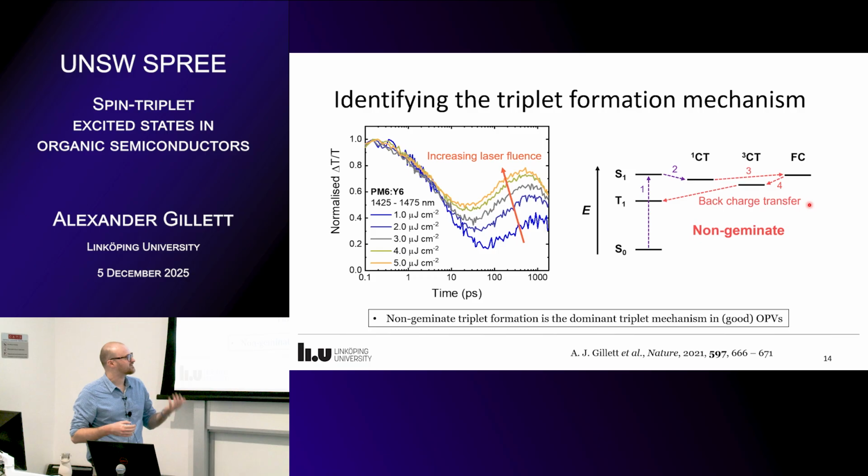So in a bad one, you can get a geminate one where you get trapped in the CT state, do intersystem crossing to the triplet and so on, or you can just do direct intersystem crossing from undissociated singlets. But in one that works well, this is what we see.